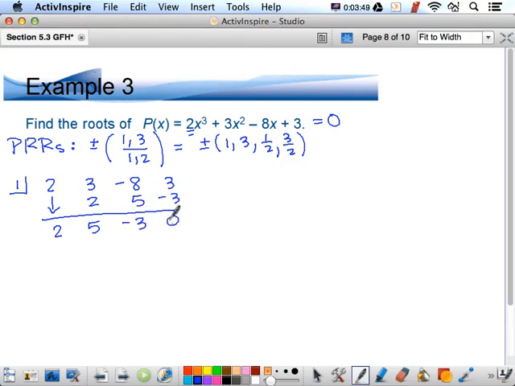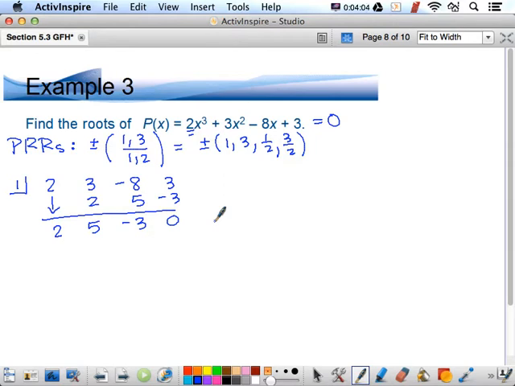Notice right here how I got the 0 remainder. If you don't get 0 there, one of 2 things has happened. You either picked the wrong number, or you did something wrong in your synthetic division. So if you don't get 0 there, you need to just stop and start over.